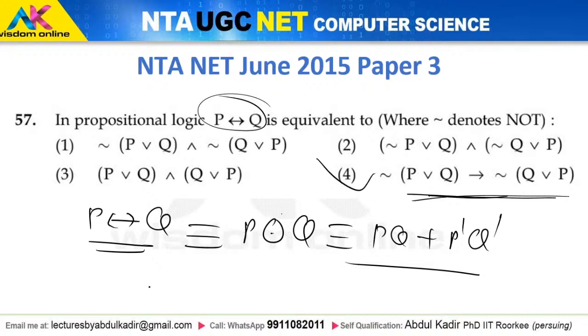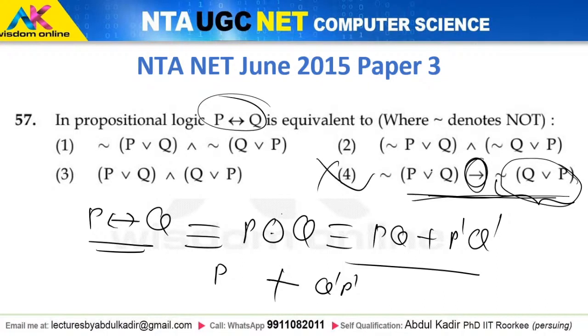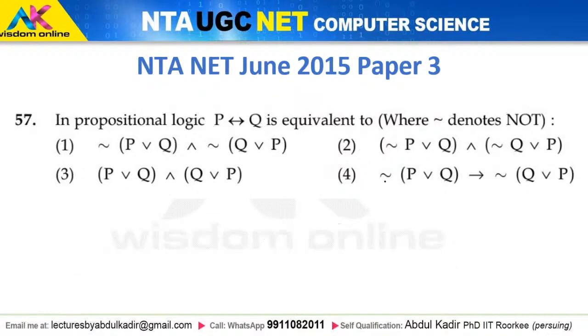Because you see, what is option 4? In option 4, using the De Morgan formula, this will become Q dash P dash plus. I am just converting this implication into plus. Then this will become P plus Q. So this option is also not correct. Actually, this should be AND here. Which of them is correct in that case? Option B, you check. You just multiply them.